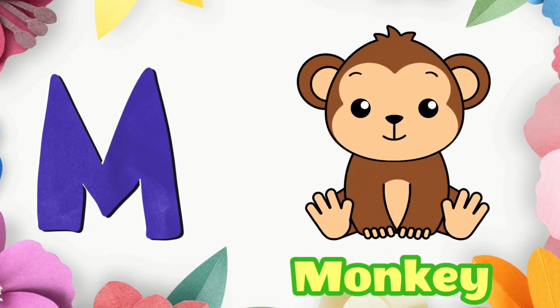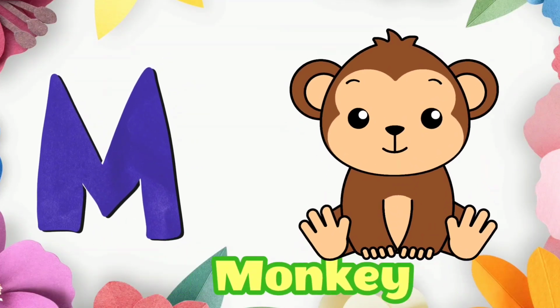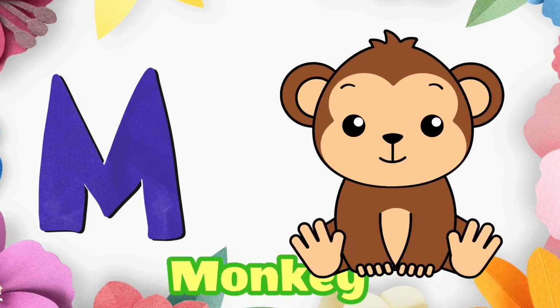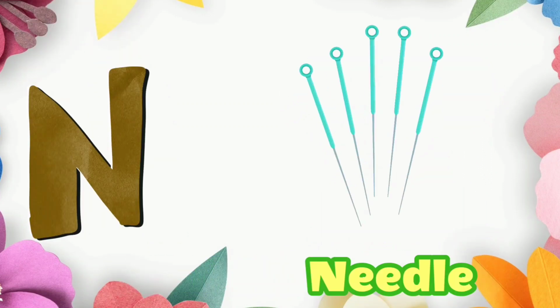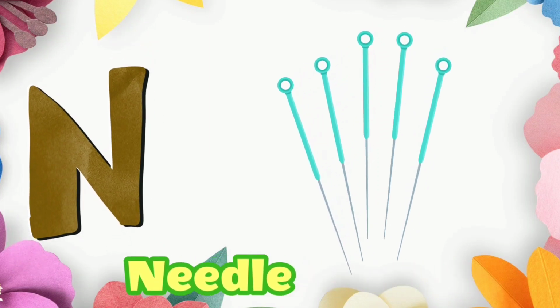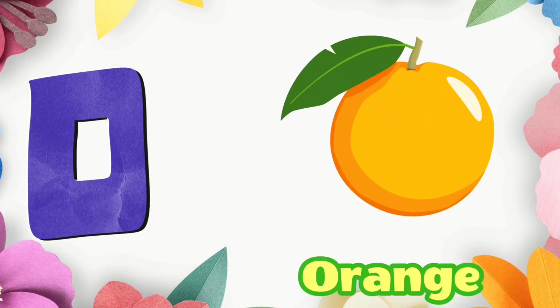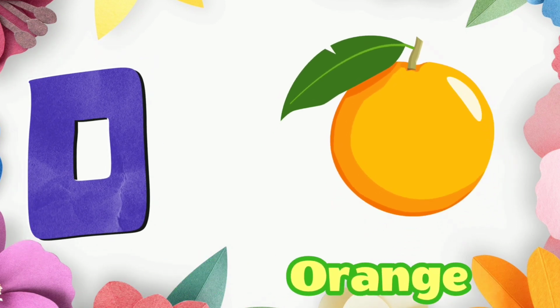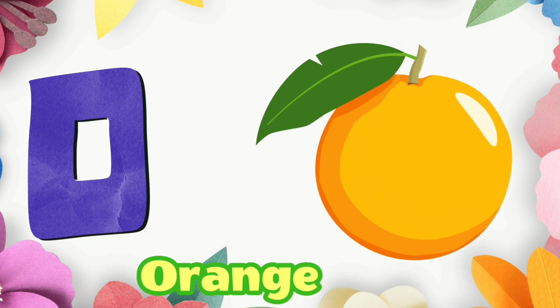M is for monkey, ooh, ooh, monkey, M, monkey. N is for needle, ooh, ooh, needle, N, needle. O is for orange, ah, ah, orange, O, orange.